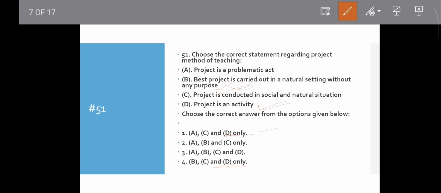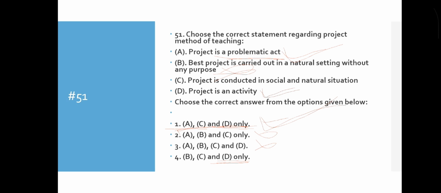Project is a problematic act. Option A is incorrect. It is also incorrect. Here option B available, that is incorrect, obviously. Then option D and option 1 are available, obviously A will be correct. So option A will be correct. Move to the next question.